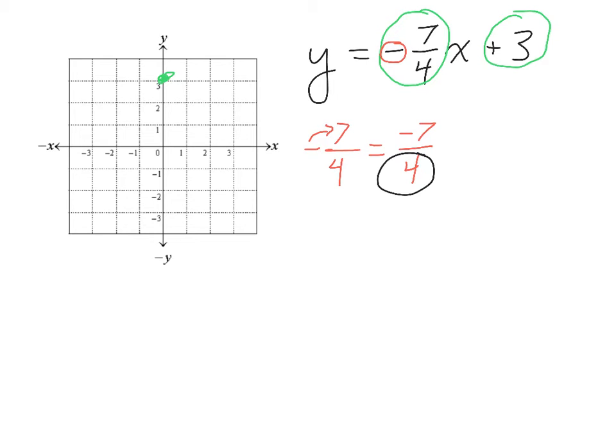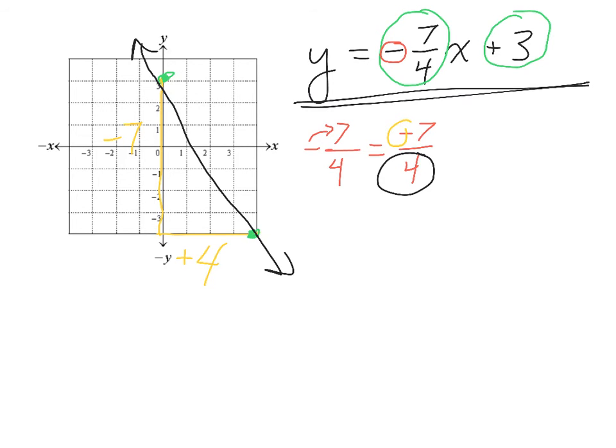All right, so we need another point. So I'm going to start at my y-intercept. Now this negative means I'm going down 7. 1, 2, 3, 4, 5, 6, 7. So I'm going down 7. And I run 4. 1, 2, 3, 4. So I went to the right, positive 4. There's my other point. I have 2 points. I connect, draw my line. I don't have a nice ruler here. Draw the line. Now I have the sketch of this equation.